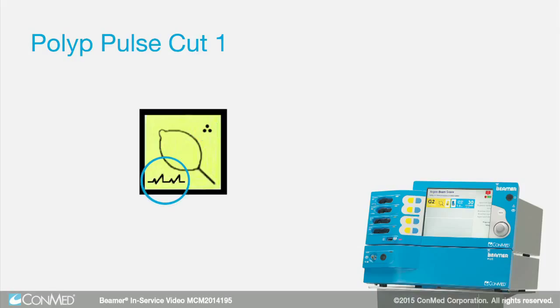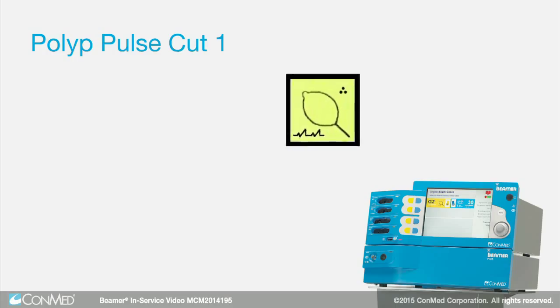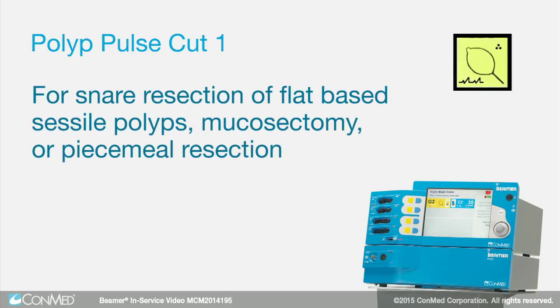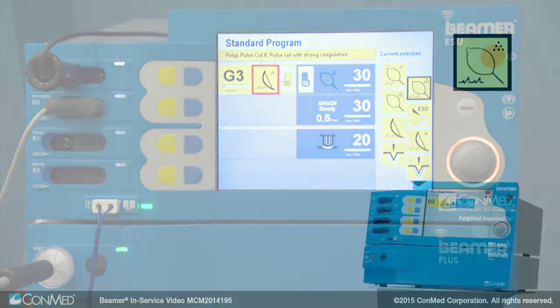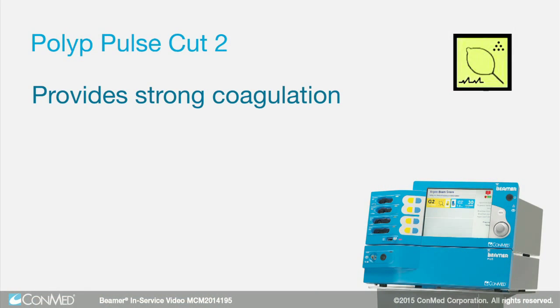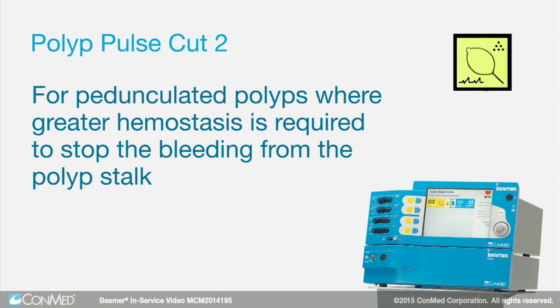The pulse waveform in the lower left corner informs that this is a pulsed mode. This setting is for snare resection of flat-base sessile polyps, mucosectomy, or piecemeal resection. The next cut current is Polyp Pulse Cut 2. This pulsed current provides strong coagulation, signified by the 6 dots. This setting is for pedunculated polyps where greater hemostasis is required to stop the bleeding from the polyp stalk.